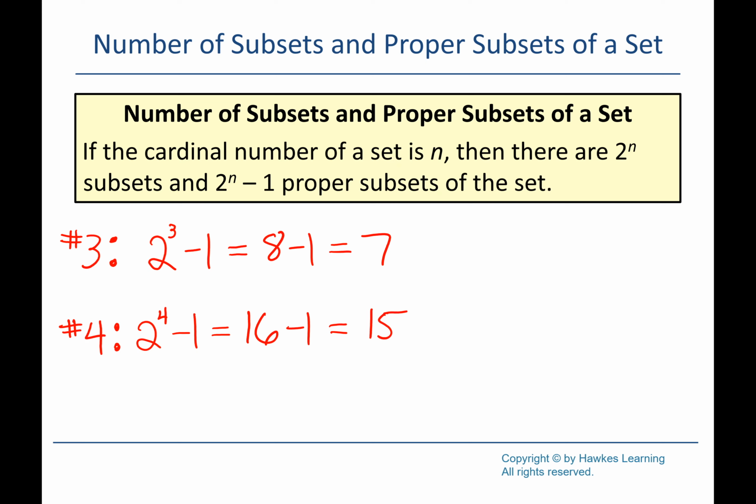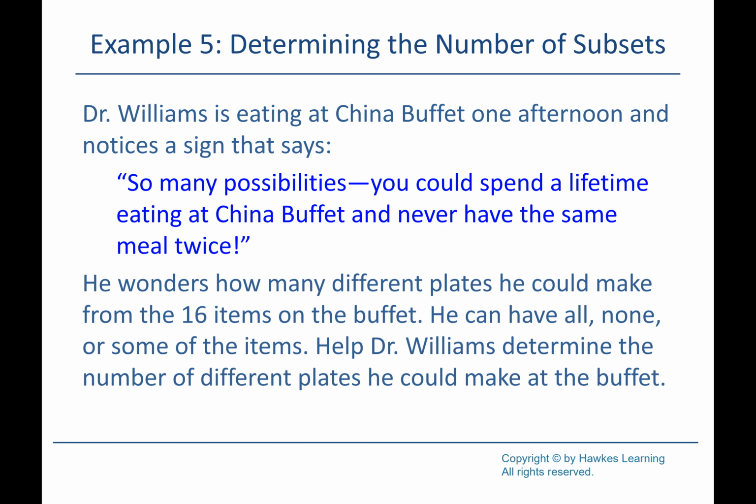So let's end this section with a calculation of subsets. Semi-interesting problem. Probably not too interesting, but a little bit interesting, more interesting than what we've been doing. It says Dr. Williams is eating at China Buffet one afternoon and notices they have a sign up that says so many possibilities. You could spend a lifetime eating at China Buffet and never have the same meal twice.